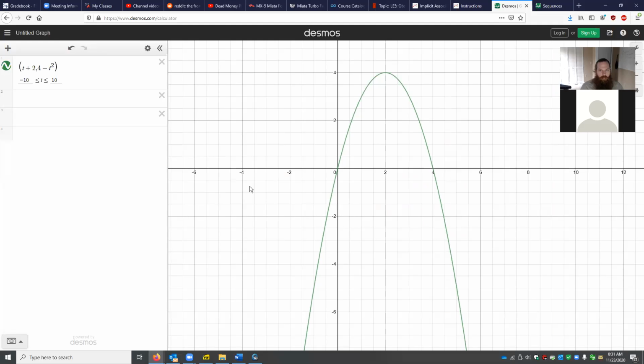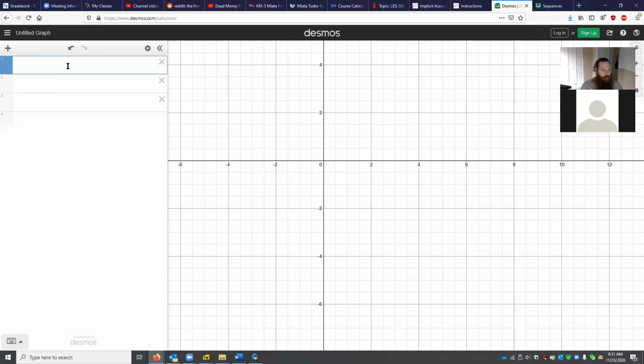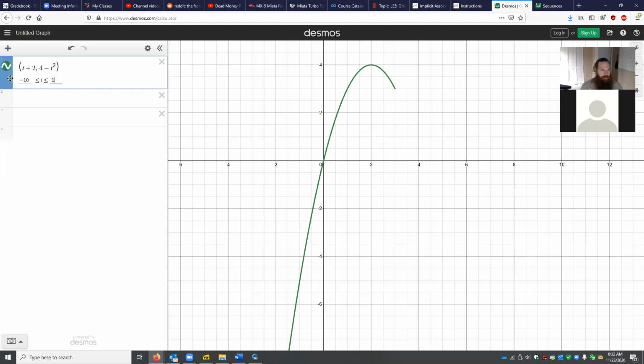Okay, here we go. So I'll run you back through this then. What we do is enter this as an ordered pair. The x was t plus 2, right? That was my x equation. So I entered as an ordered pair x comma y: t plus 2 comma 4 minus t squared. And then I can specify my time domain here, which was -10 to 10.